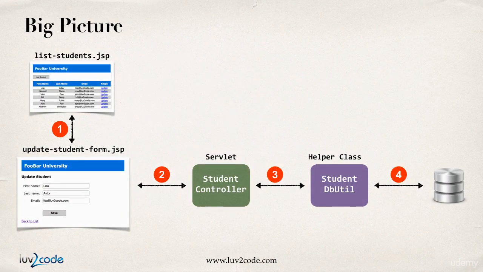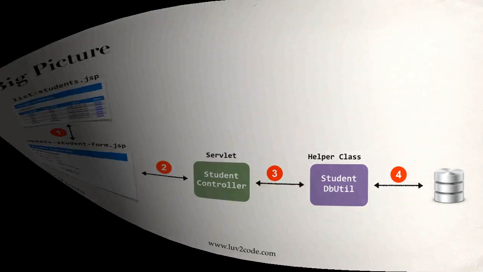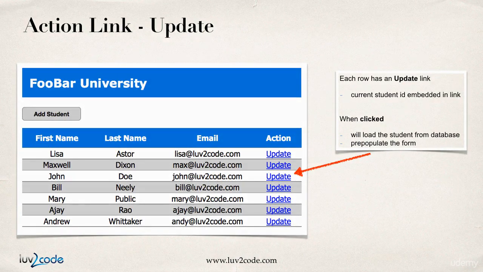All right, so here's the big picture. So up in the top left, we start off with the list of students along with that new column there. They select that new column action for update. It'll take them to the form pre-populated as we saw in the demo. And then from there, we'll send the data over to the student controller servlet that'll read the form data, and then it'll pass it off to the helper class, our database util. And remember, the database util handles all the low-level JDBC work.